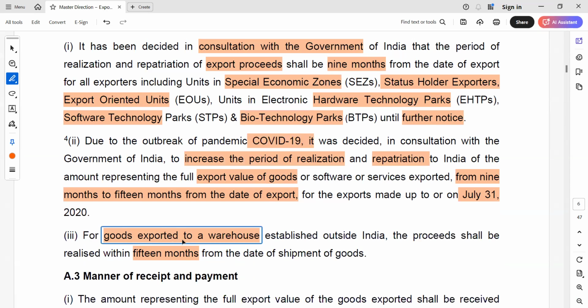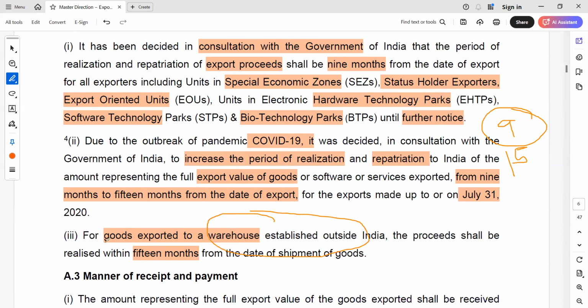For exports to a warehouse established outside India, the proceeds shall be realized within 15 months. So you only have to remember that for exports to a warehouse established outside India, warehouse-related exports, the period is 15 months. So here you are done with the two answers that will help you. First is 9 months for normal exports, and 15 months for the exports done to a warehouse established outside India. So 9 and 15, this you can remember.